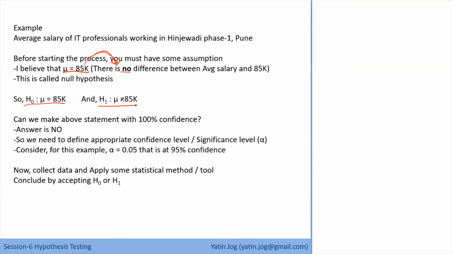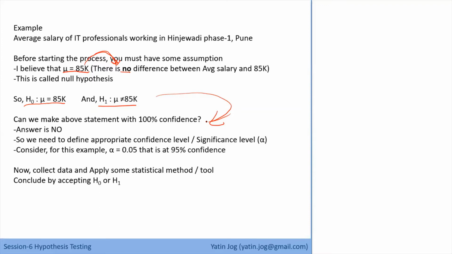Now, can we make the above statement with 100% confidence? Can I be 100% confident about this statement? The answer is no. I cannot be 100% confident because I don't have population data and I have not done the sample analysis also. So we need to define the appropriate confidence level or significance level, that is, what confidence I have that H naught is true or H1 is true. That also I have to define. So consider I am checking this statement at 95% confidence. So my significance level comes as 0.05.